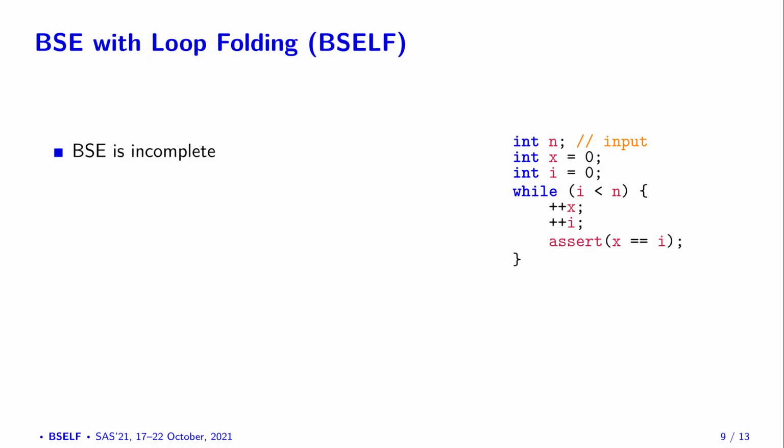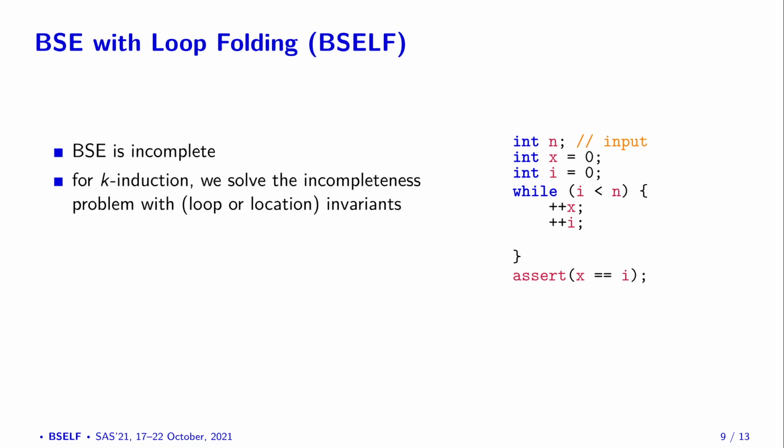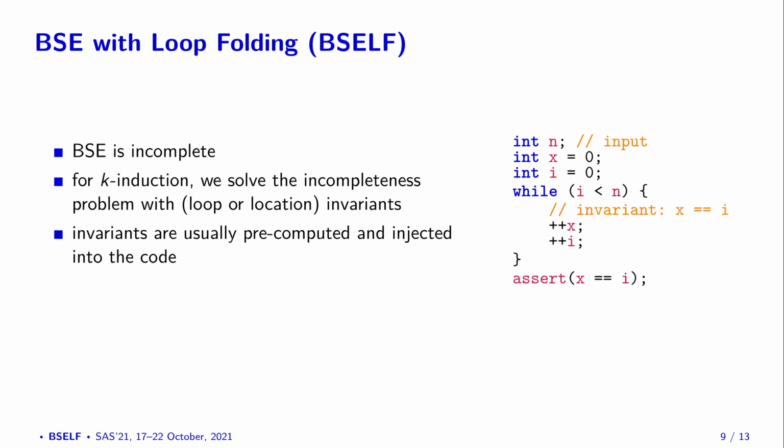Knowing that backward symbolic execution does K-induction means that we know its pros and cons. In particular, we know that backward symbolic execution is incomplete. For example, if we move the assertion in the program from our example after the loop, backward symbolic execution does not terminate. This problem is usually solved, at least in software K-induction, by using invariants. These invariants are usually injected directly into the code.